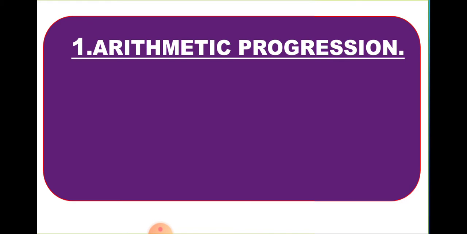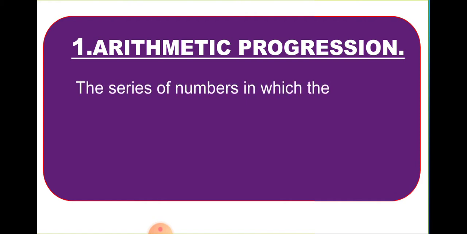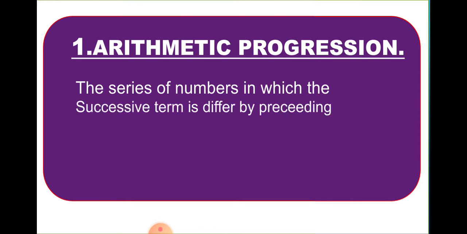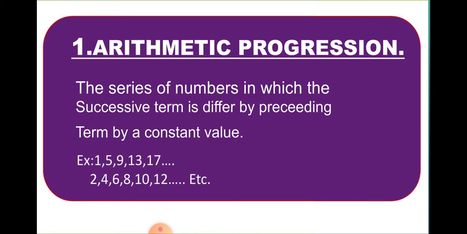So students, first one is arithmetic progression. The definition of arithmetic progression is a series of numbers in which the successive term differs from the preceding term by a constant value. For example, 1, 5, 9, 13 and so on. Another example is 2, 4, 6, 8 and so on. These are arithmetic progressions.